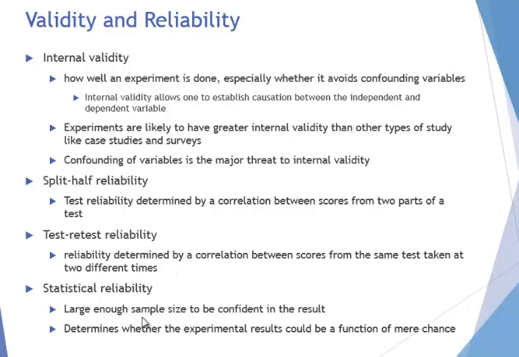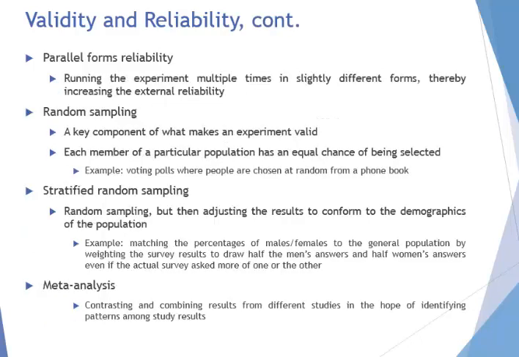Statistical reliability is when you have a large enough sample size to be confident in the results. You could survey 3 people on the street and 2 of them like spinach more than ice cream, and then you go and say, oh, well, look, spinach tastes better than ice cream. Well, if you did that to 1,000 people, you probably wouldn't get that result, because you want a large enough sample size to make the results statistically significant.